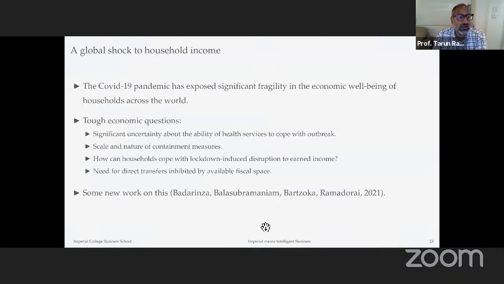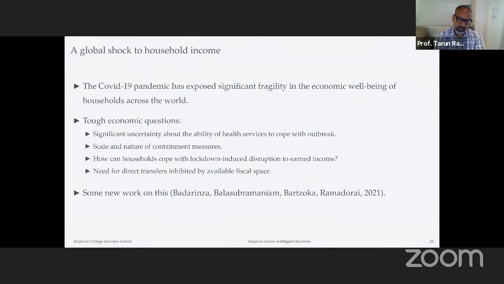Okay. So the COVID pandemic has been this global shock to household income. It's exposed significant fragility in the economic well-being of households around the world. And it's raised some very tough economic questions. There's significant uncertainty about the ability of health services to cope with the outbreak. The scale and nature of containment measures has been highly uncertain and varied across countries and over time. Perhaps most importantly, from an economist's perspective, there's a question of how households can cope with lockdown-induced disruption to earned income.